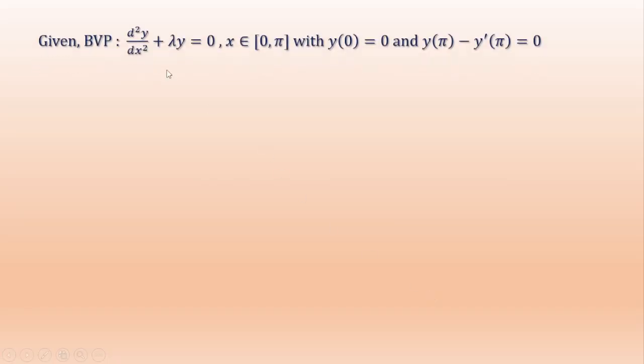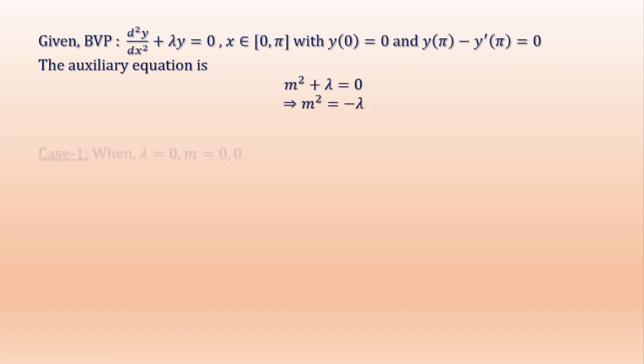It is given the boundary value problem d2y by dx2 plus lambda y is equals to 0 with these two boundary conditions. Now, here the auxiliary equation we can write m square plus lambda is equals to 0. So here it will imply m square is equals to minus lambda. So here three cases can occur. When lambda is equals to 0, then the auxiliary equation gives the roots 0, 0.